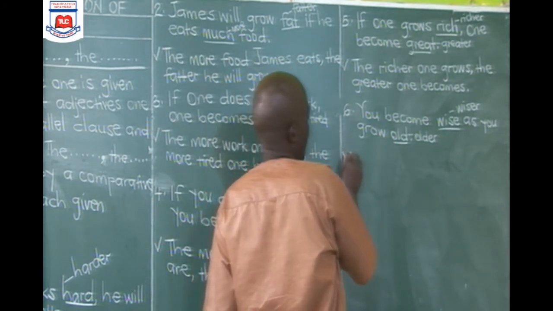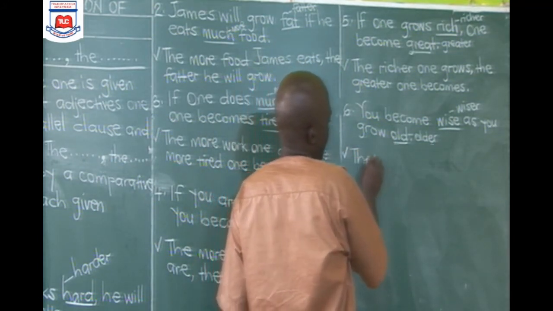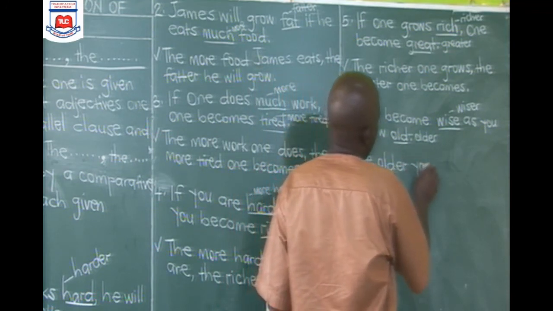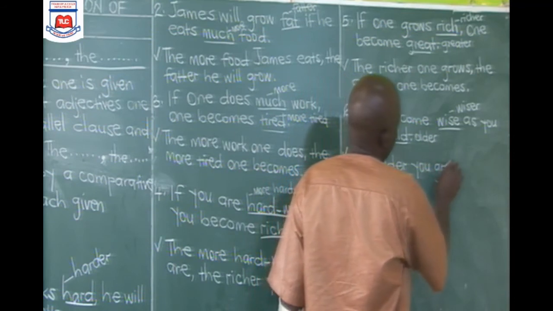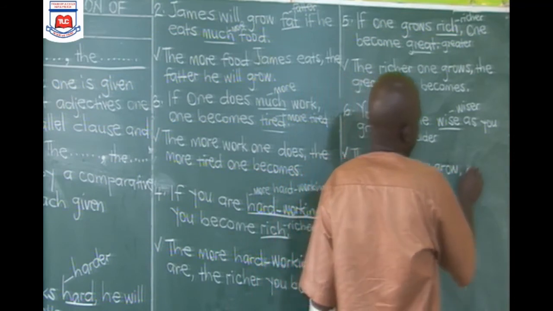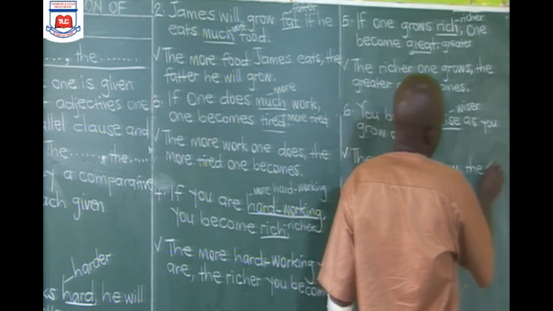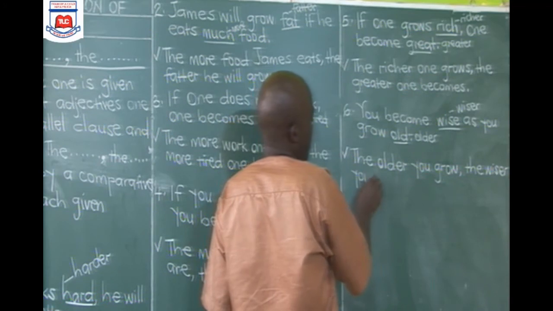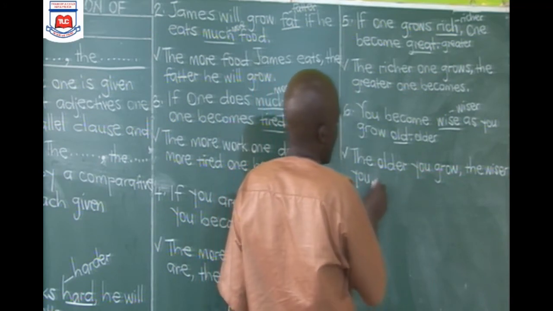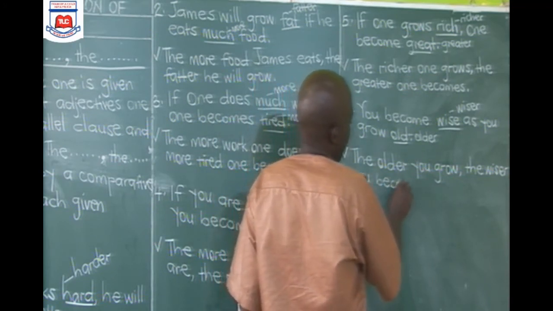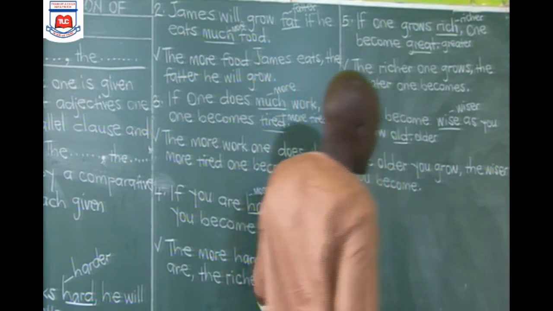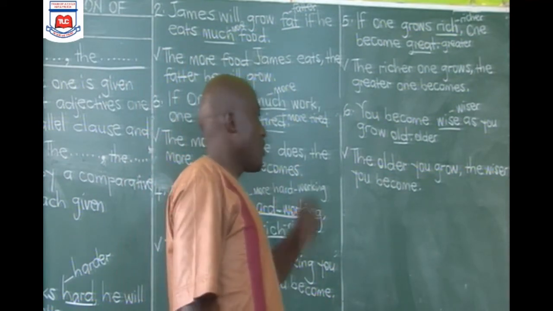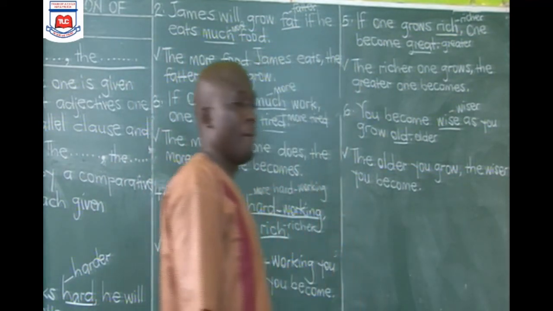So what is our response? Our response is the older you grow, comma, the wiser you become. The older you grow, the wiser you become. It means for you to become very, very wise, you must keep on growing old. The older you're growing, the wiser you are becoming.